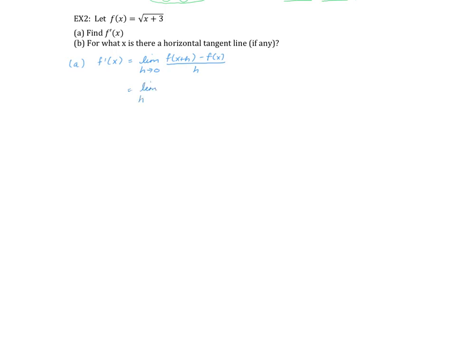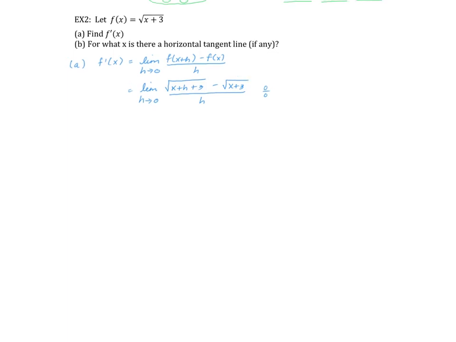This would be the limit as h goes to 0 of the square root of x plus h plus 3 minus the square root of x plus 3 all over h. If I were to evaluate this by putting in 0 for h, I would get 0 over 0, which again is an indeterminate form. So I need to do something else.